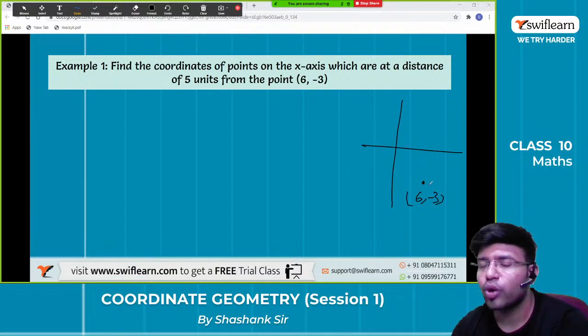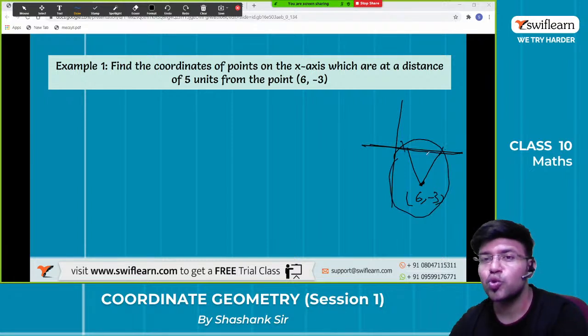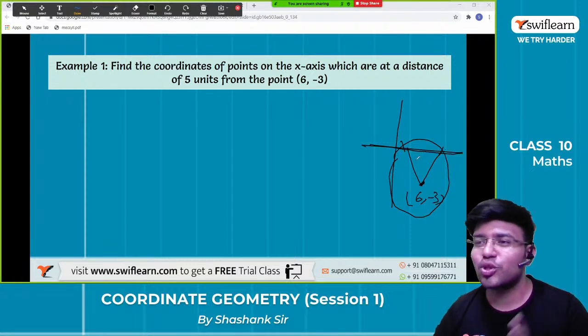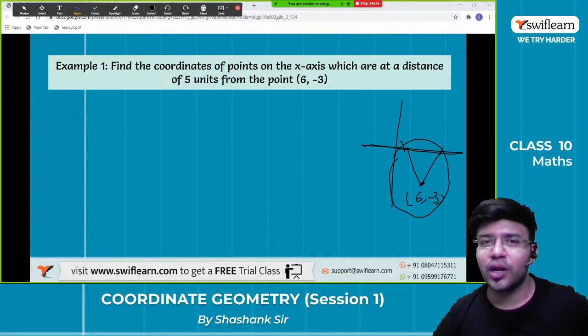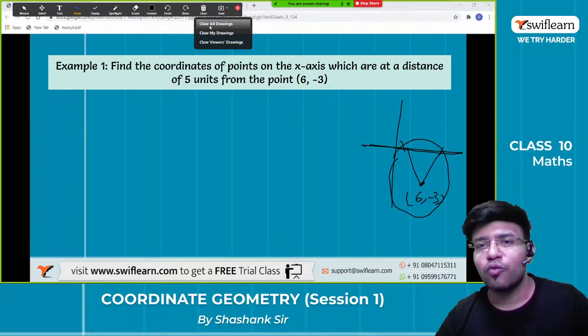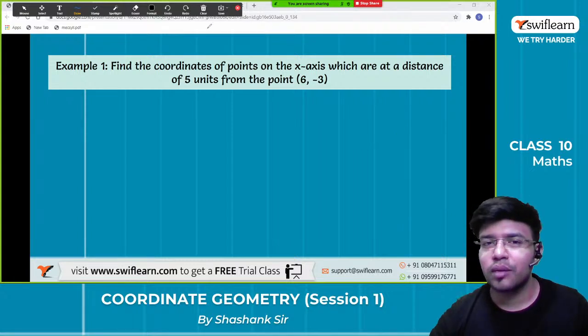Let this point be some name. There will be 2 points on the x-axis such that the distance will be 5 units. It is like drawing a circle. If you draw a circle like this, it will intersect the x-axis at 2 distinct points. So you will get 2 different sets of coordinates. With this, let us start solving our problem.